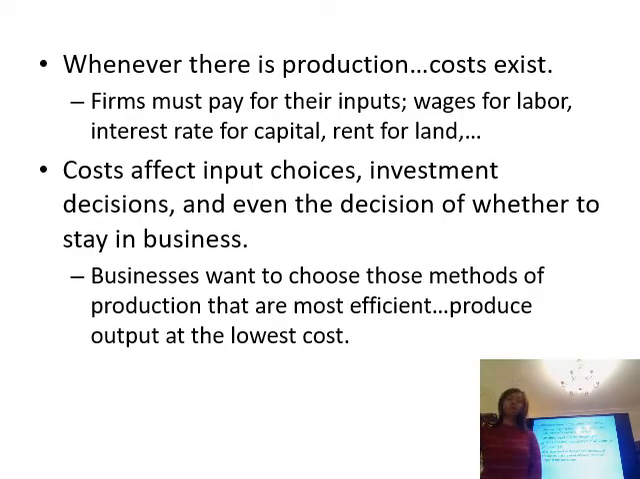Of course, whenever there is production, there are costs associated with this production process. Firms need to pay for the costs of labor, they need to pay rent for land, they need to pay interest for capital and other costs of production. Costs affect input choices. Why? Because the firm is always interested in minimizing its costs of production to be able to reach the maximum possible profit. That's why we always say that the firm tends to choose the most efficient production technique. What do we mean by the most efficient production technique? The least costly option. The option that minimizes the costs of production.